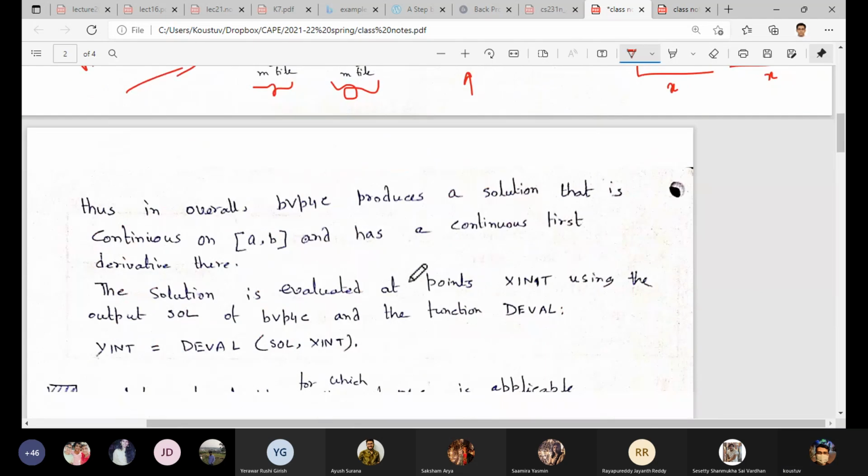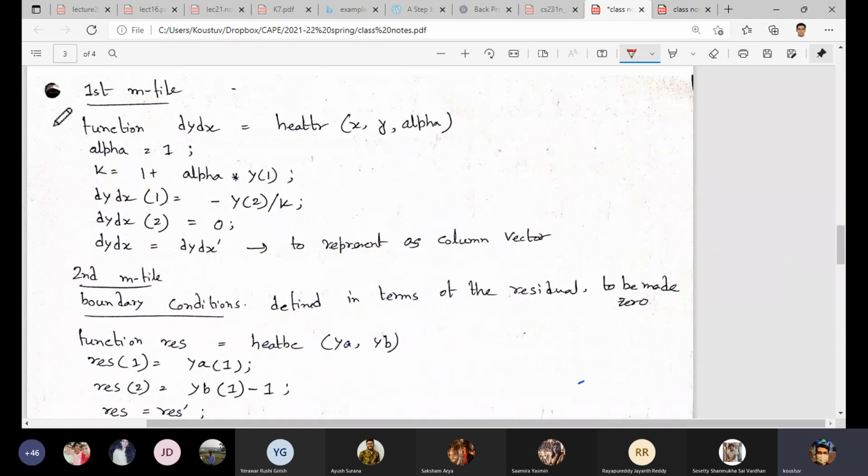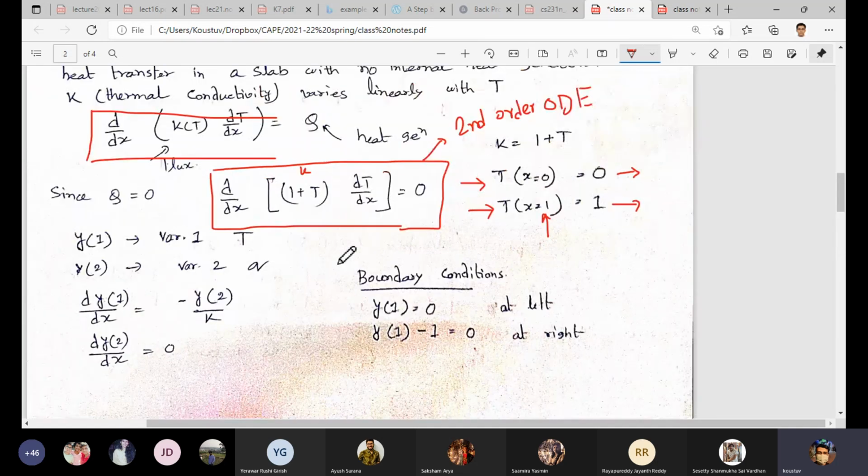So I think I have also categorically written here that this is the first M file, where you have just written the right hand side of the equation. We have broken the equations into two, as we know that one is the variable t and the other is the flux. So flux is 0. We have done some mathematical formulations, and accordingly we have also made these boundary conditions. This is at x equals 0, this is at x equals 1.